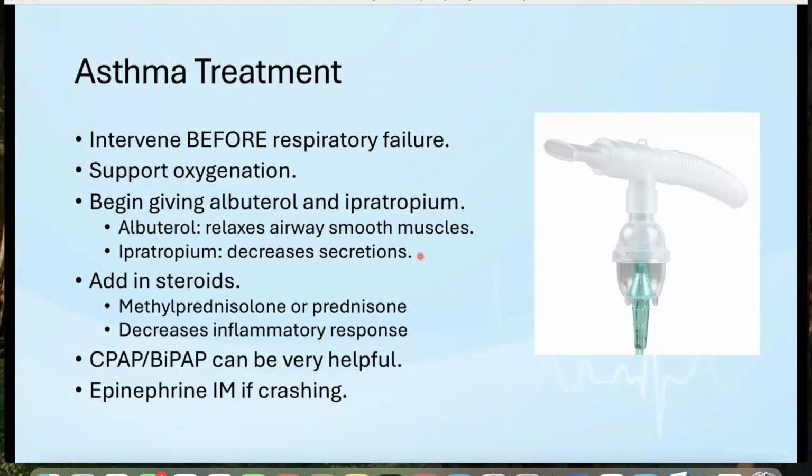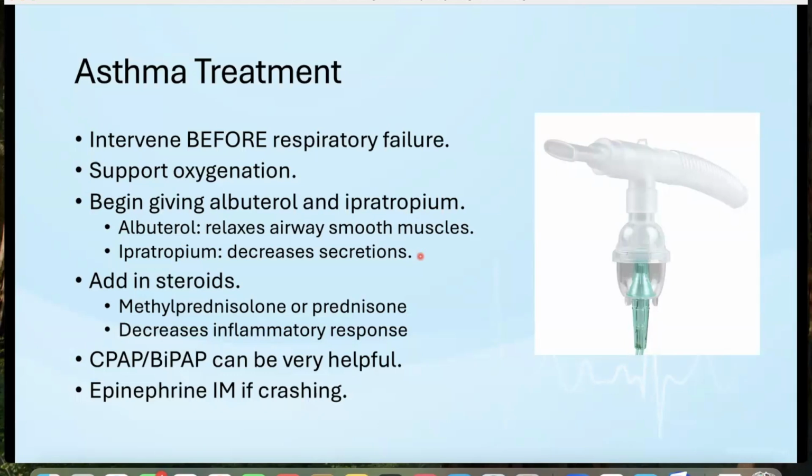CPAP and BiPAP can also be very helpful. As we talked about earlier, our lungs have surfactant, et cetera, that helps keep those alveoli from sticking to one another. But when we're having an asthma or COPD exacerbation, we have so much mucus being produced that it kind of washes away some of that surfactant and makes it less effective.